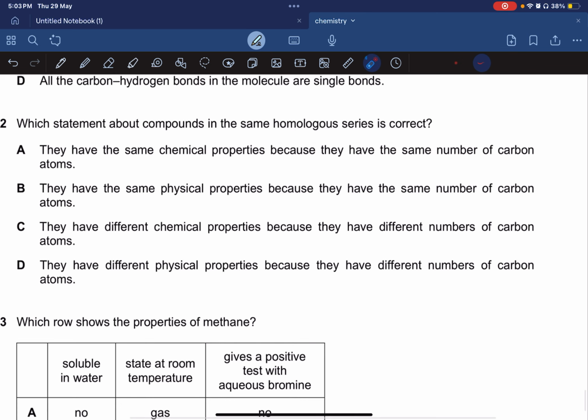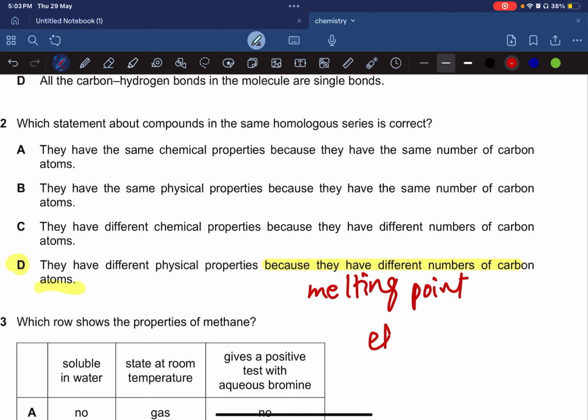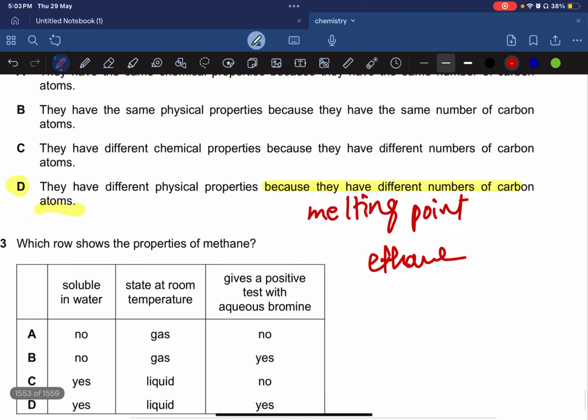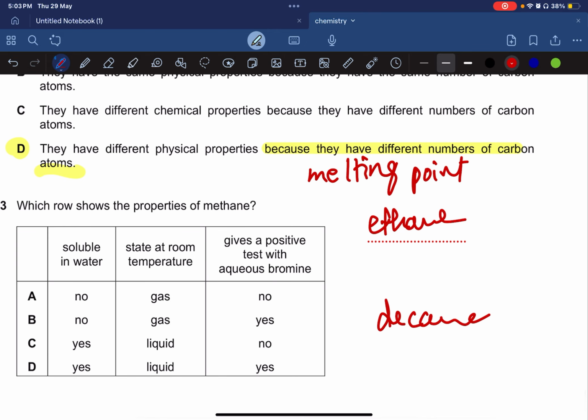Okay, the chemical properties basically are similar because they have similar structures, okay? That's why the chemical properties are similar. And the physical properties are different because of the carbon atoms. For instance, I'll tell you about the melting point. What happens to the melting point of ethane compared with decane?